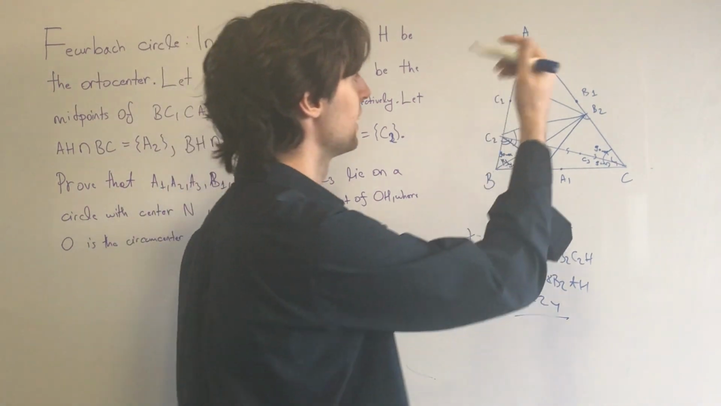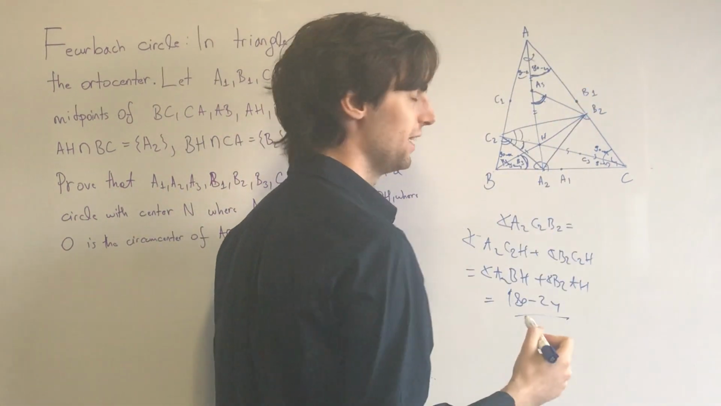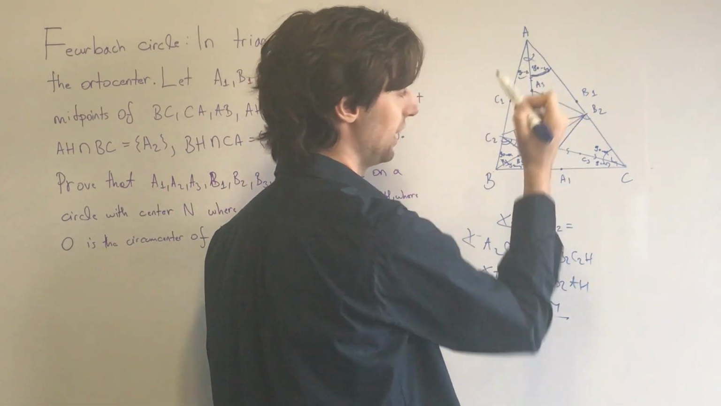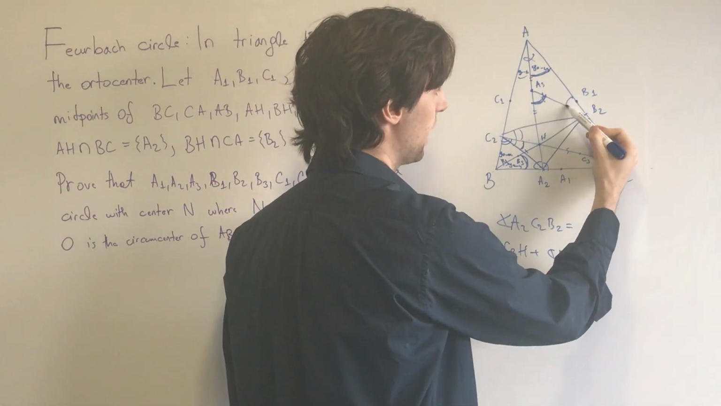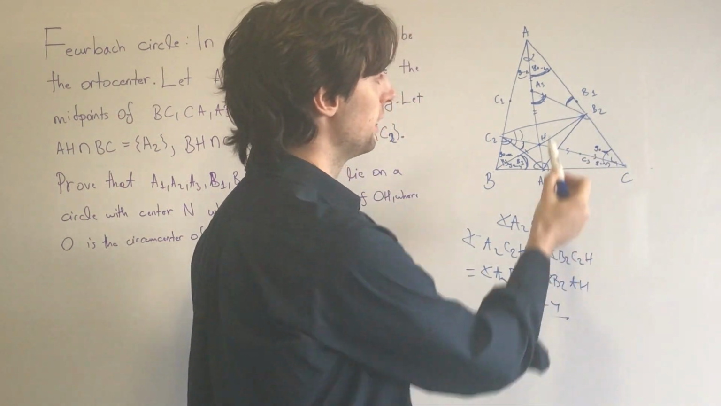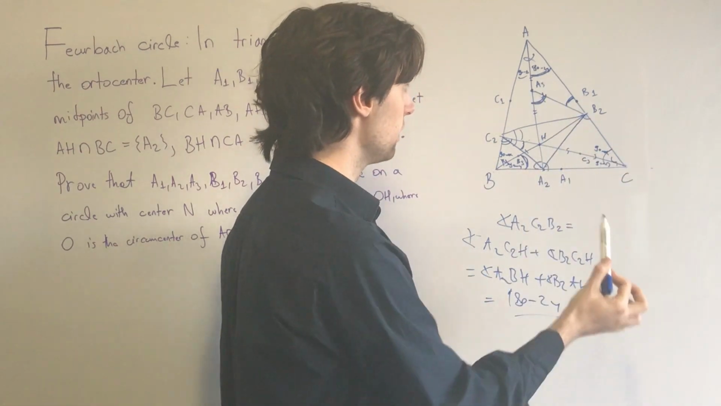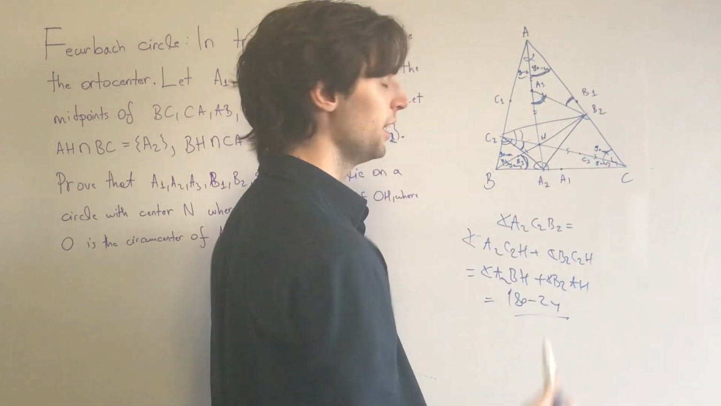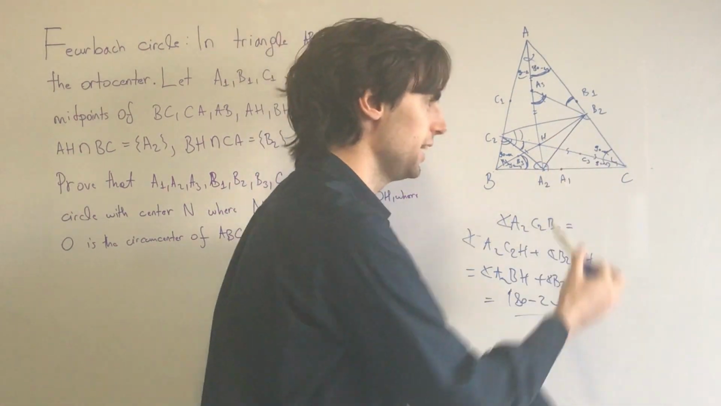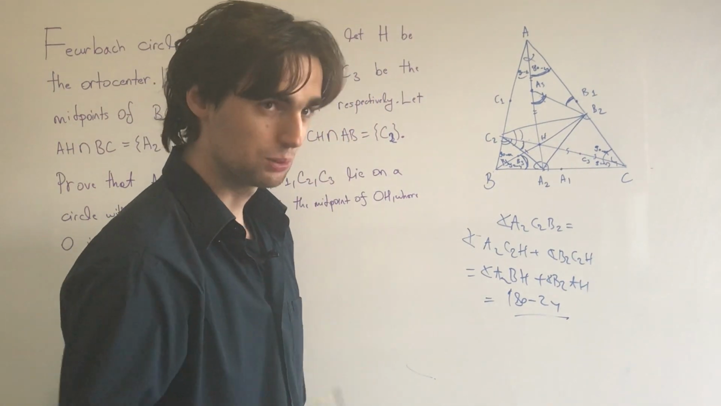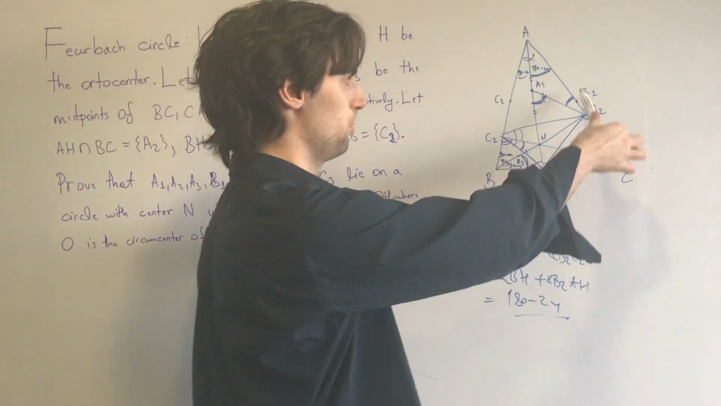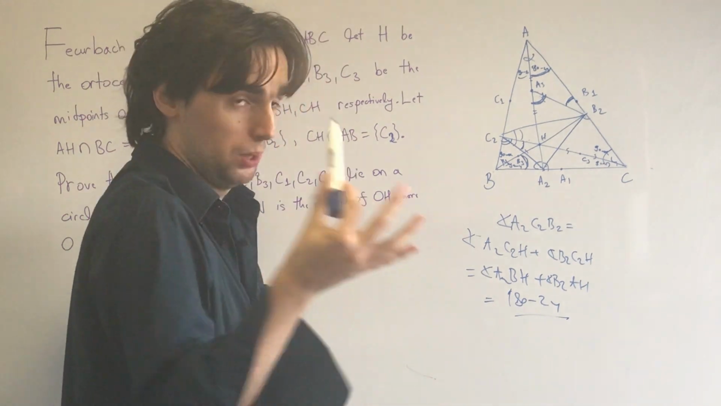Well, the answer is, because this is 90 minus gamma, this would be half of this angle. So that would mean that this angle is also 90 minus gamma, which would mean that B2A3 is equal to A3A, which we know is equal to A3H. What does this remind you of? This means that we have a right triangle, and we do.